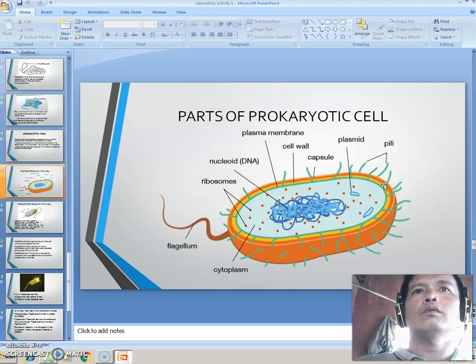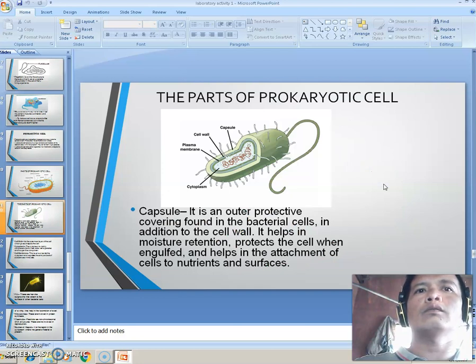So now we are going to tackle the parts of the prokaryotic cell. The first part is the capsule. It is an outer protective covering found in bacterial cells in addition to the cell wall. It helps in moisture retention, protects the cell when engulfed, and helps in the attachment of cells to nutrients and surfaces.